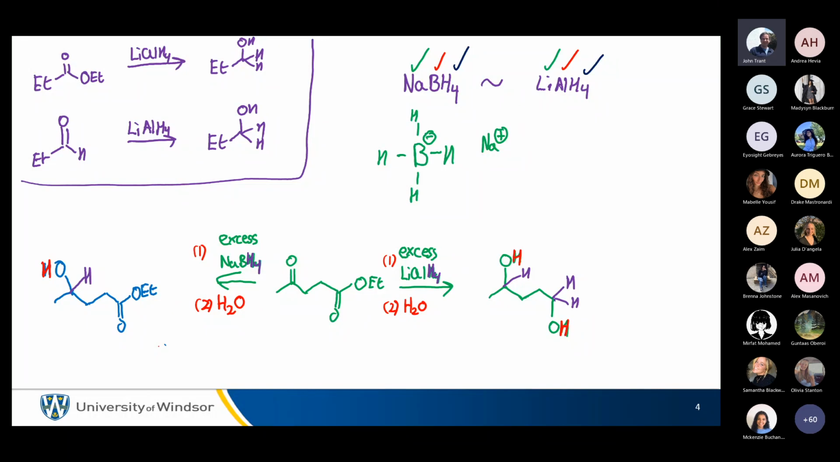So with this information I've drawn here, which is the stronger reducing agent, the more reactive reducing agent? Lithium aluminum hydride or sodium borohydride? So aluminum or boron, which one's the stronger reducing agent?